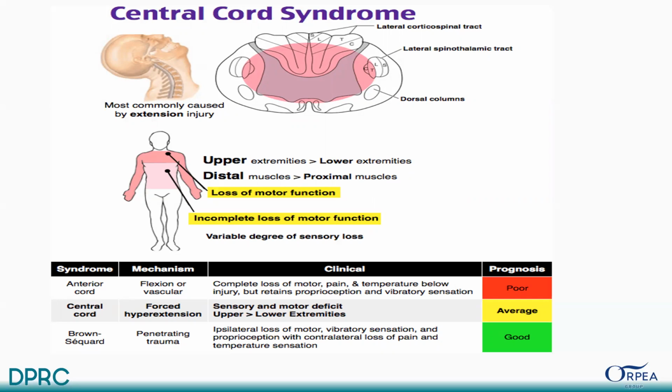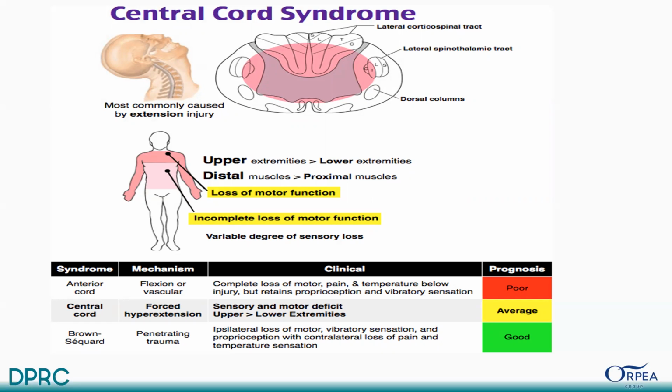Next is anterior cord syndrome. This is mainly caused by flexion injuries or of vascular origin. The clinical manifestations are complete loss of motor function, pain, and temperature below the level of injury, but it retains proprioception and vibratory sensation.